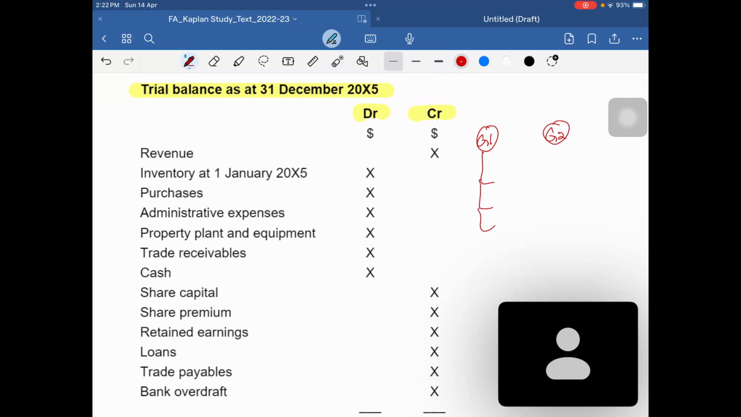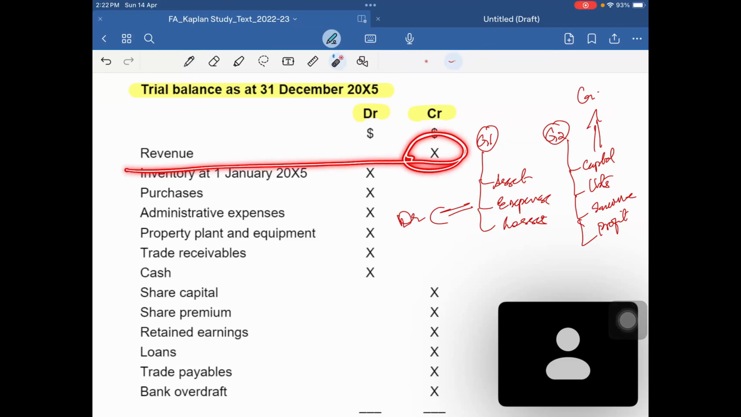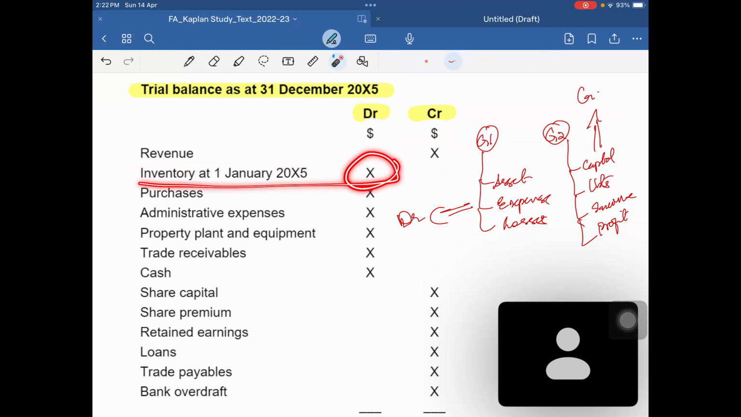All the assets, expenses, and losses would usually be on the debit side. And capital, liabilities, income, and profit are going to the credit side of the trial balance. So let's see. Revenue is an income, hence credit side. Inventory is an asset.